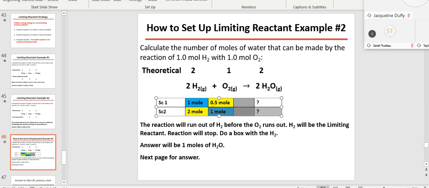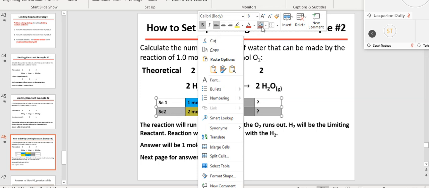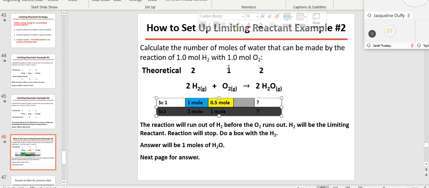I'm just trying to black it out. I don't know why it won't let me. There we go. So that one there is a false statement. All right? That's why we do limiting reactant. So we're not using these numbers anymore. We are going to use these numbers here.